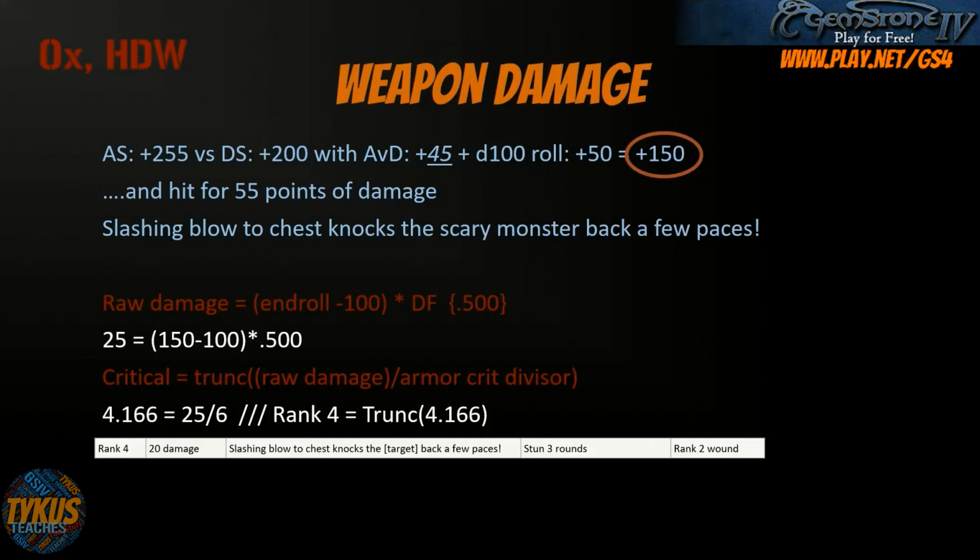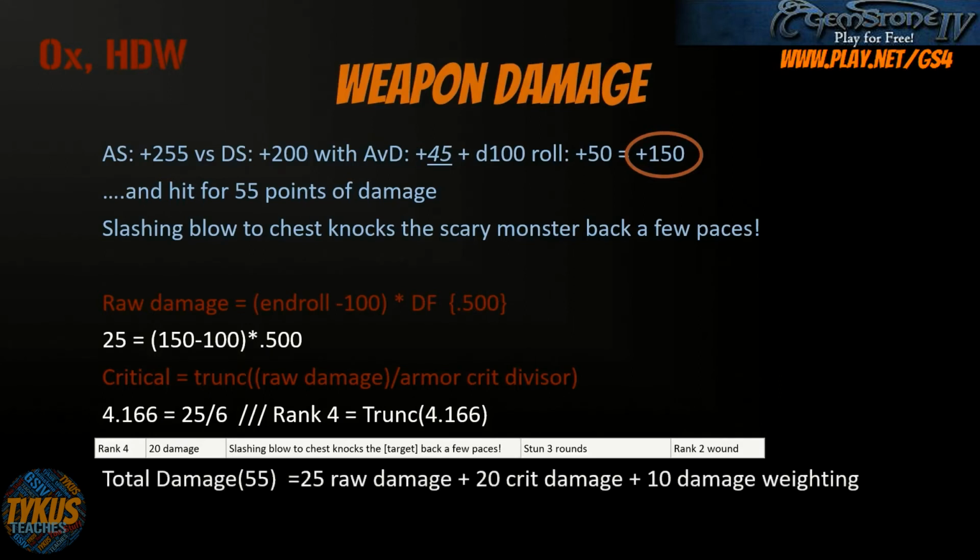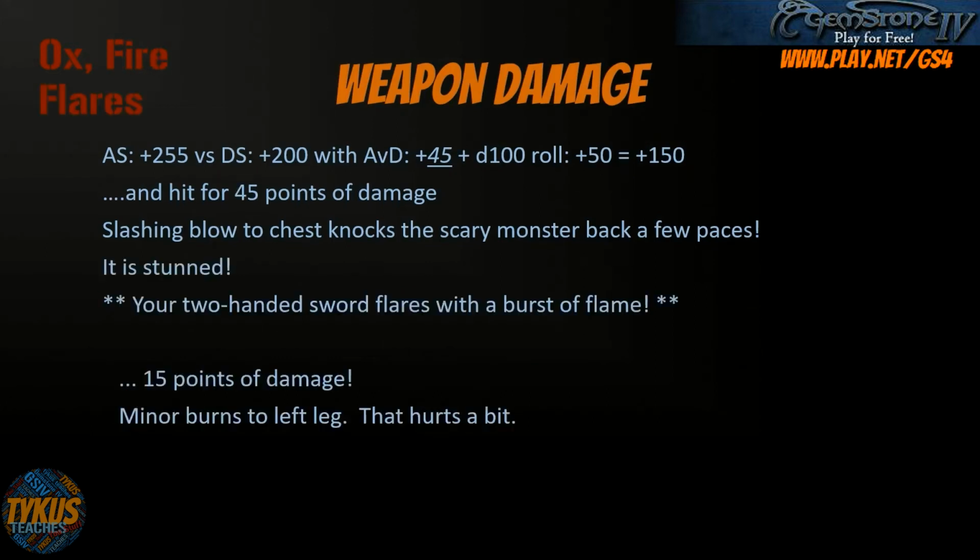The only place that damage weighting comes into effect is at the end. It is not figured into raw damage and it is not figured into your critical rank. It is just added to the end of every hit. So we have 25 points of raw damage, 20 points from our crit, and we have our 10 points of damage weighting. This is just sheer hit point damage and will not push your attack into the next critical at any point.